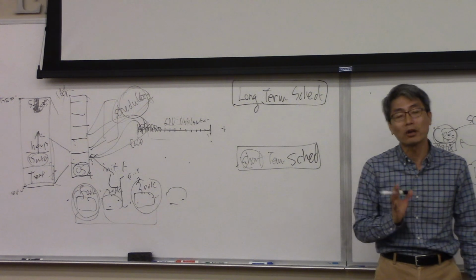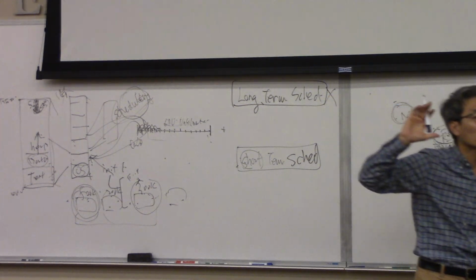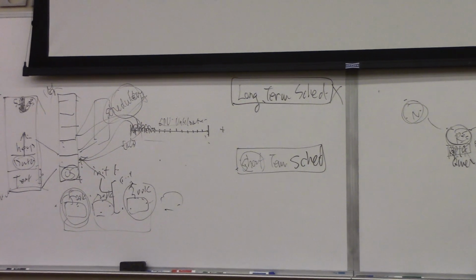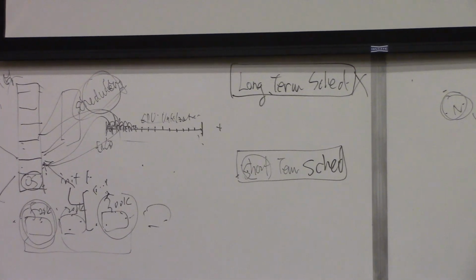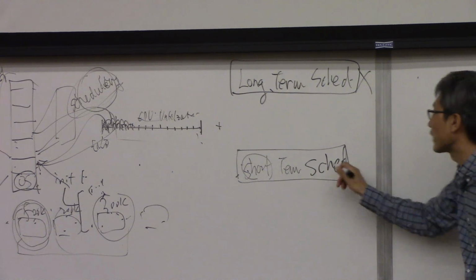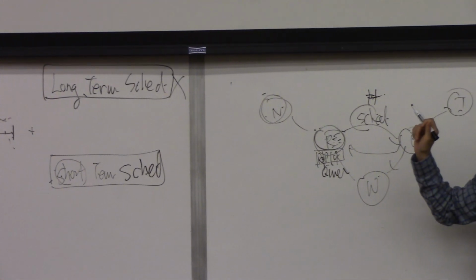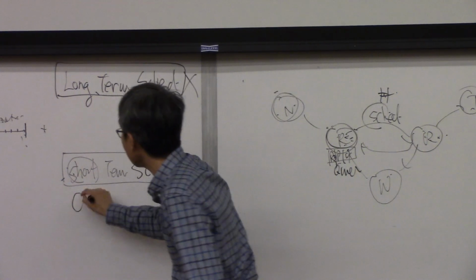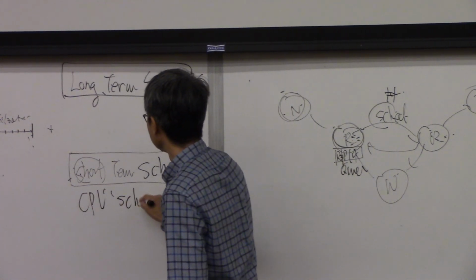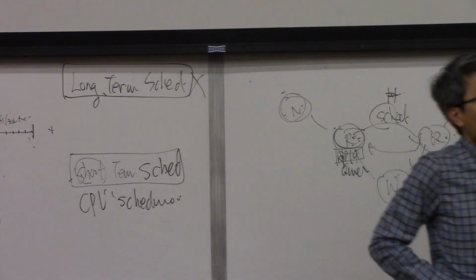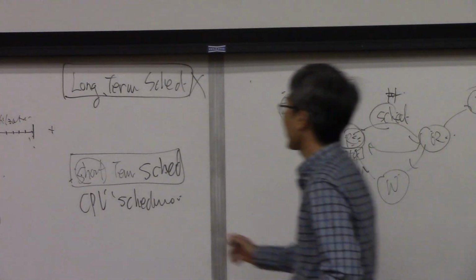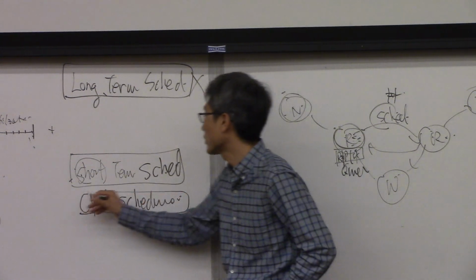However, the long-term scheduler is not used a lot right now, only in a few operating systems, embedded systems, or old systems. Mostly when we talk about the scheduler, that is the short-term scheduler. This is sometimes called the CPU scheduler. In this class, we mostly discuss such a CPU scheduler later.